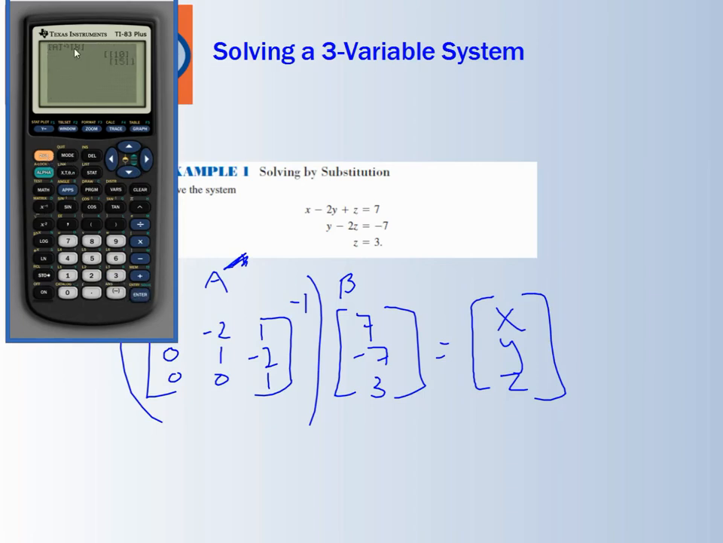Then we're just going to basically do what we did before. We're going to say matrix A inverse times matrix B. We hit enter, we get 2, negative 1, 3, which is exactly what we got as our solution when we did this problem earlier in the lesson. So just note, if you don't have an x, y, or z, if you don't have one of the variables, that's okay. Just put 0 as its coefficient and it will still work.